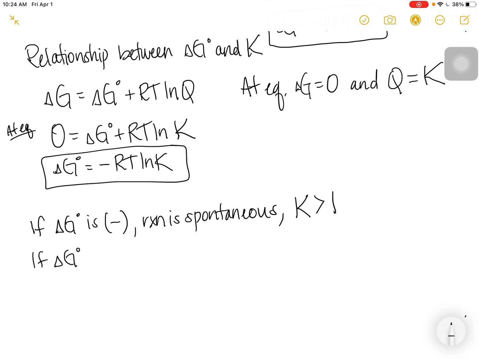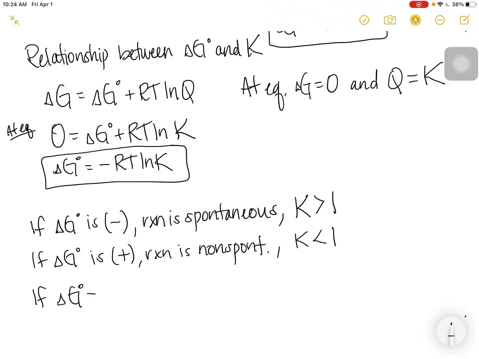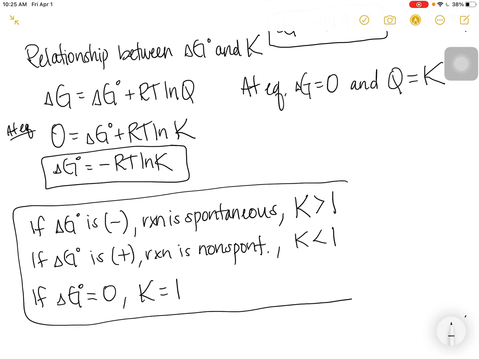The reverse is true if delta G is positive. The reaction is non-spontaneous, and the K value for that situation would be much less than 1. And then if delta G is 0, the K value is actually going to be equal to 1, and that's fairly easy to prove to yourself by plugging this into this formula up here, and I'll show you that.